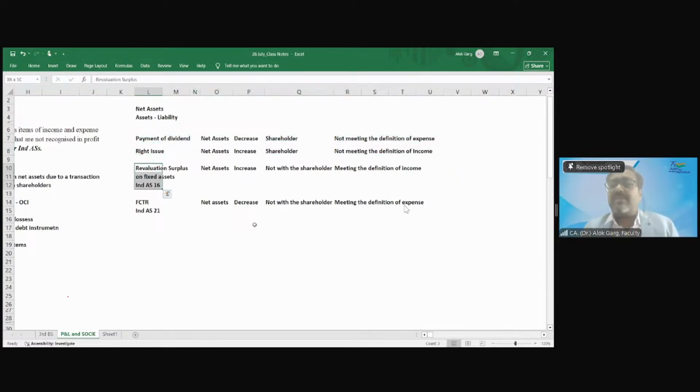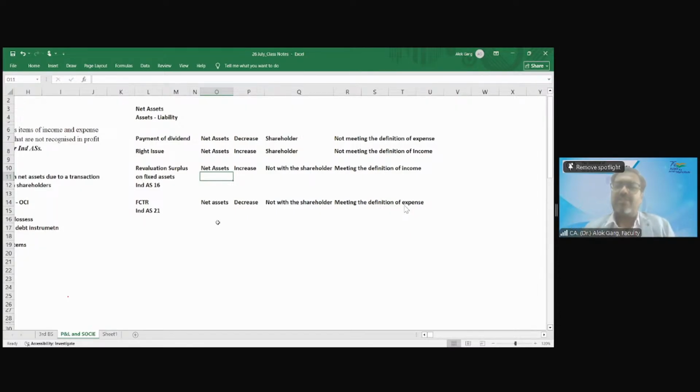Now, revaluation surplus on property, plant and equipment. By having a revaluation surplus, your net assets will increase or decrease? It will increase, sir. Whether it is a transaction with shareholder? It's other than shareholder, it is not with the shareholder. It is a market-based fair value. It is a market-based transaction. It is not with the shareholder.